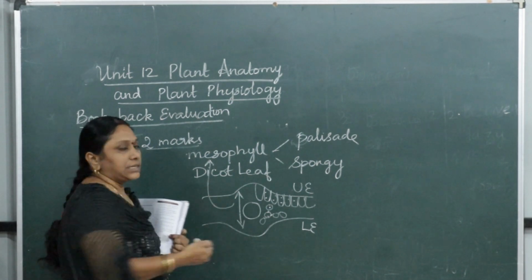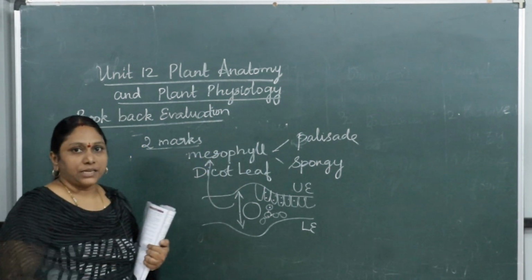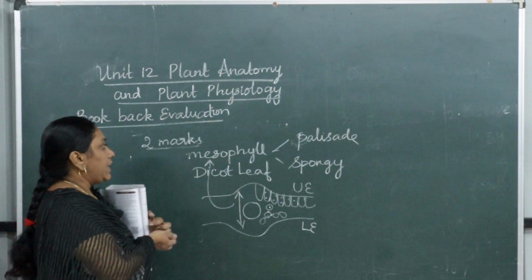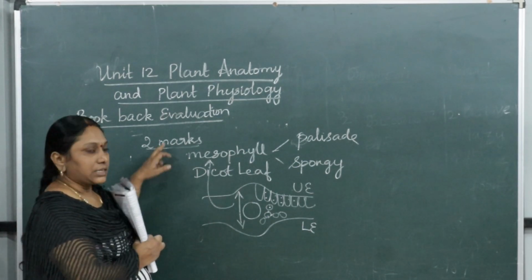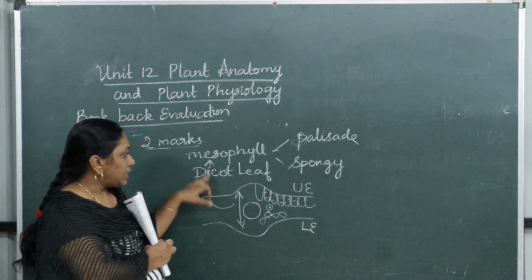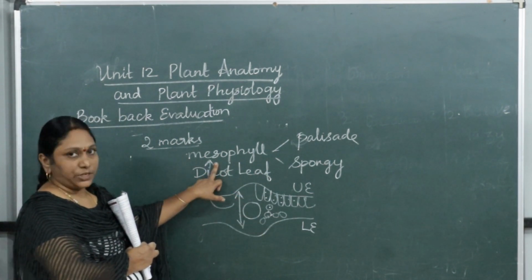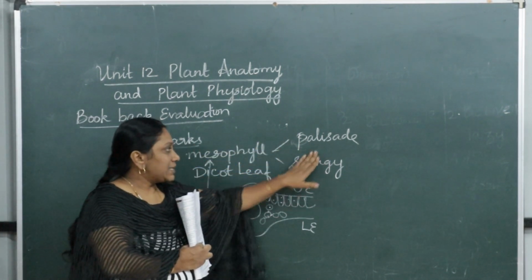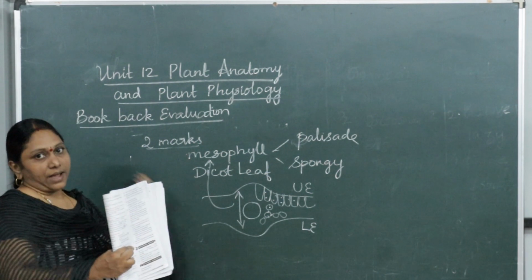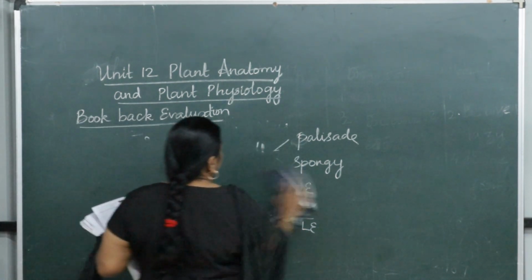So if that is asked in 4 marks, you can elaborate and write about palisade parenchyma and spongy parenchyma. If not, when the question is what is mesophyll, you have to mention that in a dicot leaf, the tissue present between the upper and lower epidermis is called mesophyll. It is differentiated into palisade parenchyma and spongy parenchyma. That is what you have to remember. And coming to the next question.